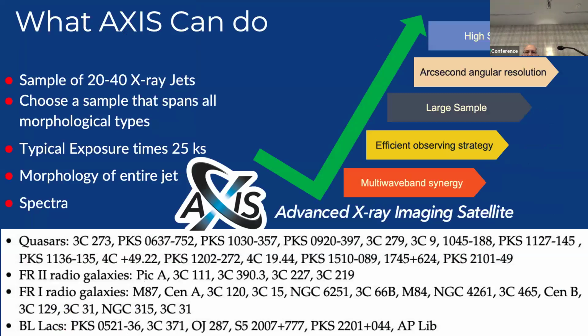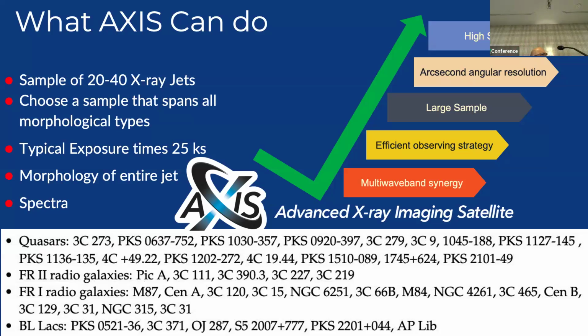So what can AXIS do? And this is my final slide. This is what we want. And this is what I put in our science case. We want a sample of like 20 to 40 X-ray jets. We want to split it up between multiple different classes to really get a survey of the entire population.